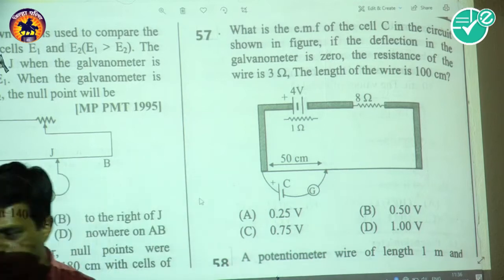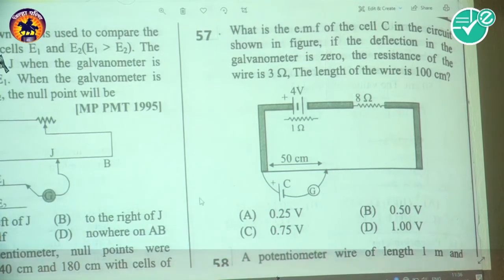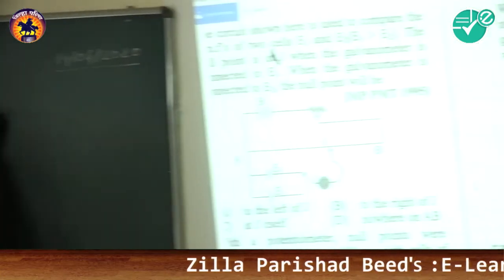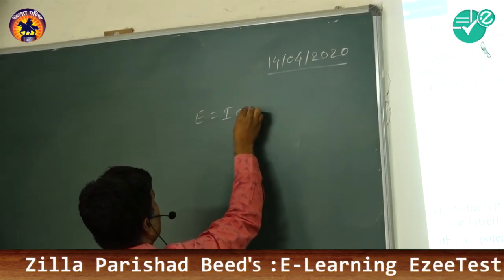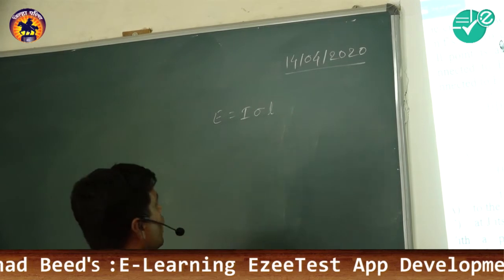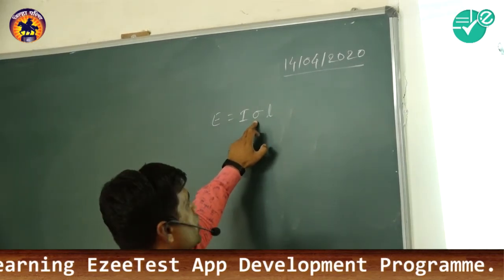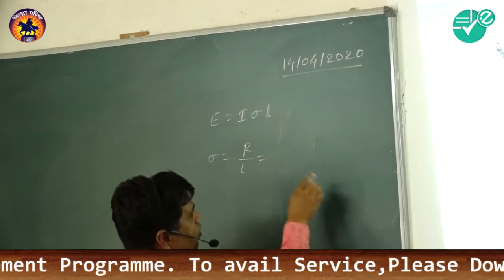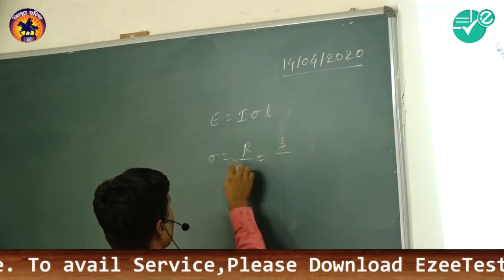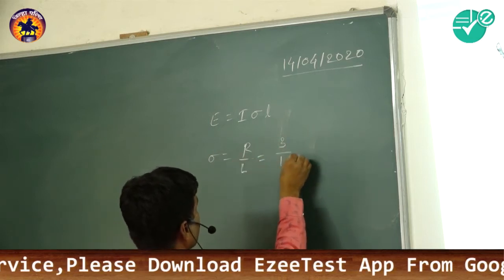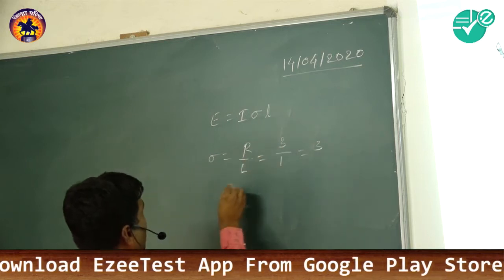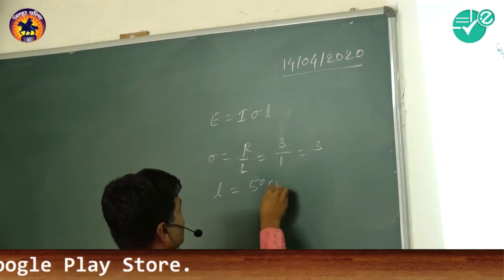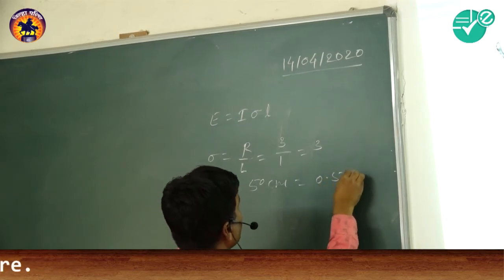To calculate the EMF of a cell, we have to do some mathematical treatment for the circuit. The EMF of the cell is calculated using the formula I sigma into L. First of all, we know sigma means resistance per unit length, so sigma equals resistance upon length. The resistance of the wire is 3 ohm and the length of the wire is 1 meter, so sigma is 3. The balancing length is 50 centimeter, so we can write it as 0.5 meter. So we have these two factors.